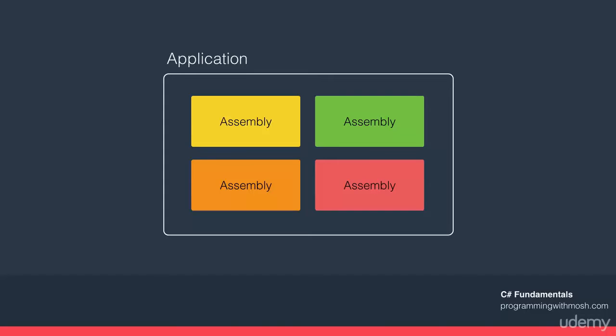So when you compile an application, the compiler builds one or more assemblies depending on how you partition your code. In the next lecture, we're going to write a very simple C# application, and you're going to see all these concepts in action.